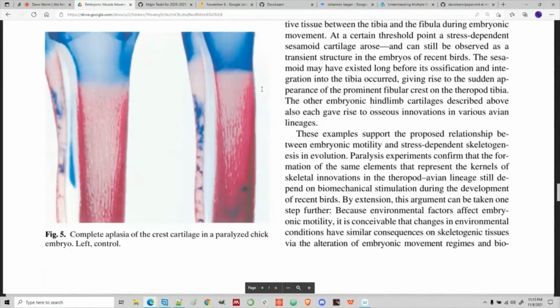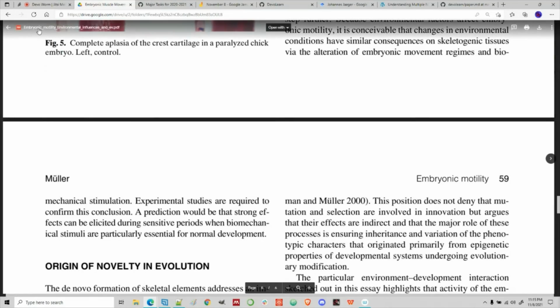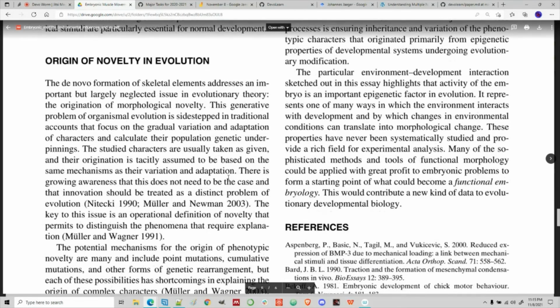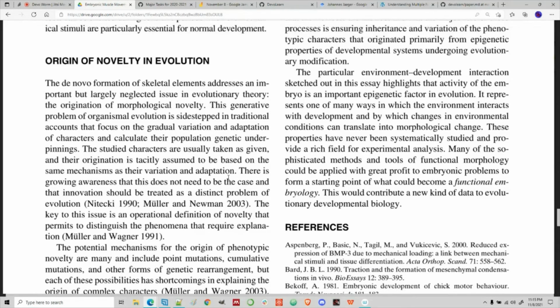So I think that's it for this paper. And actually, they talk about the origin of novelty in evolution. There's a neglected issue in evolutionary theory, and that's the origination of morphological novelty. This means that when you have things that are new in evolution, like new types of tissues or new types of morphological structures, how do they get there?